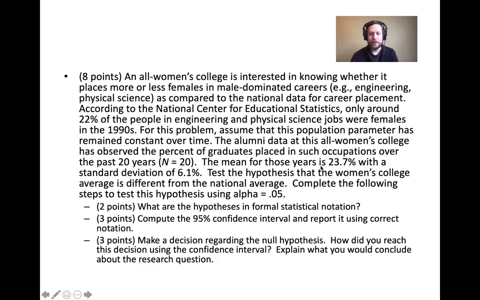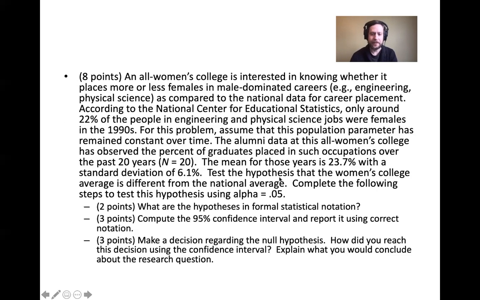The mean for those years is 23.7% with the standard deviation of 6.1%. So please note that this standard deviation comes from our sample. The population mean, which isn't really a mean, but the population number here is 22%. So this represents our mu. This 23.7% is our M, our sample mean. This 6.1% is coming from the sample. So we have a sample standard deviation. We do not have a population standard deviation.